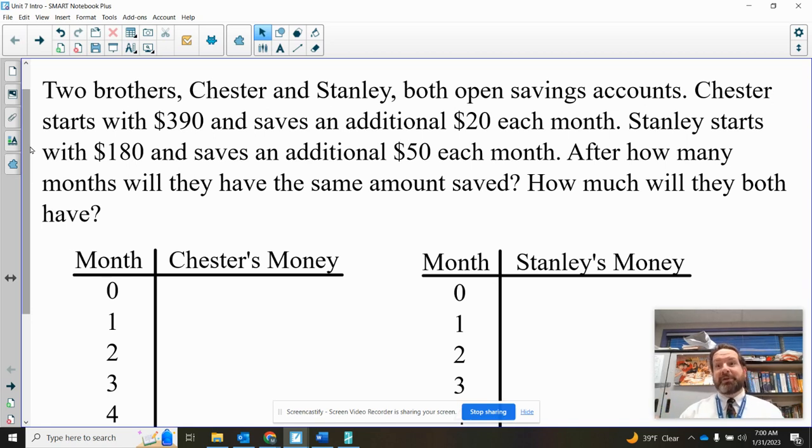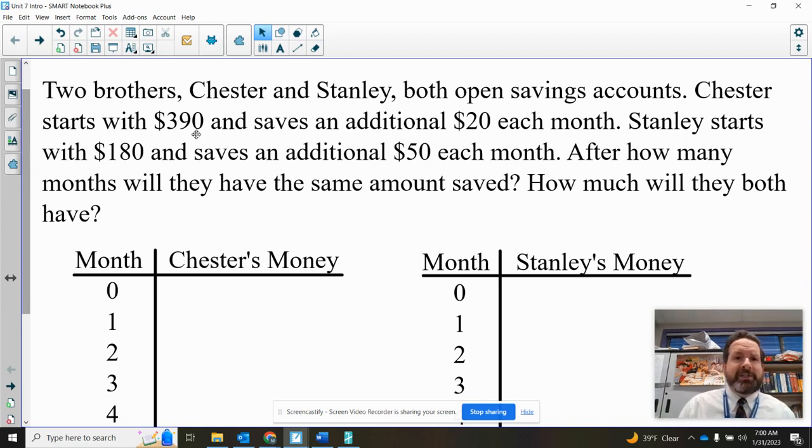Now, let's start putting our information together. There are many ways to figure out the solution to this problem. Let's start with one of the simpler ones, and that's to simply list how much money each brother has after a certain number of months until we find a time where they match up. So let's take a look down here at Chester to start with.